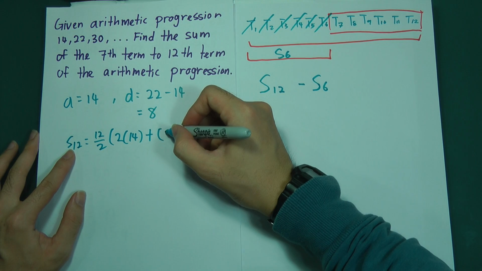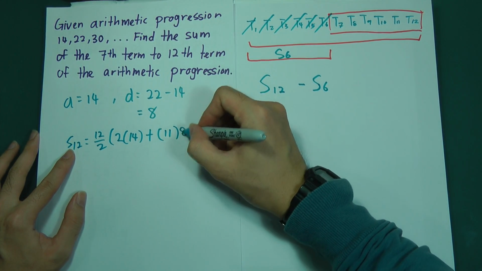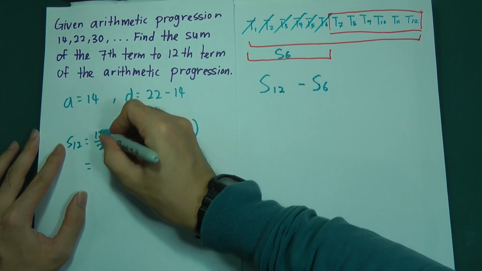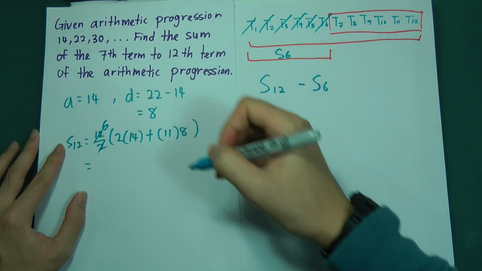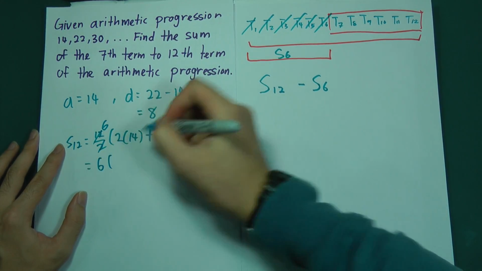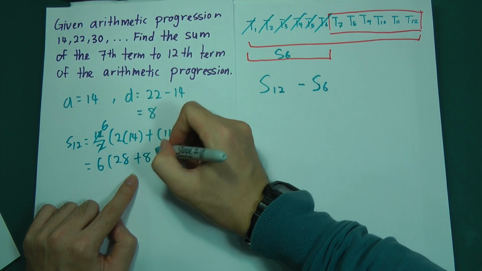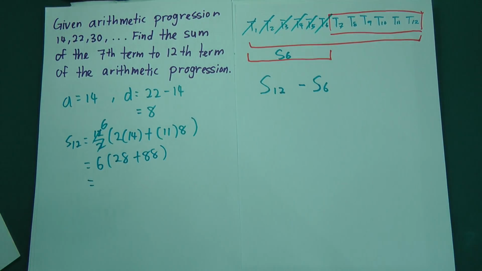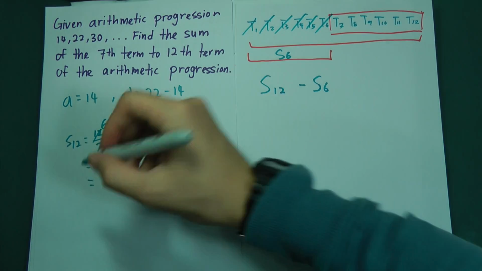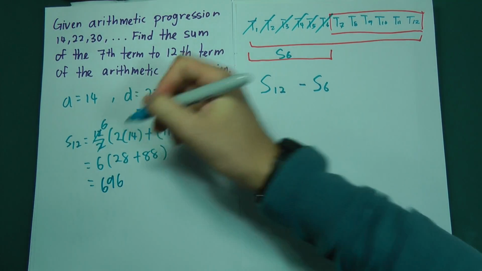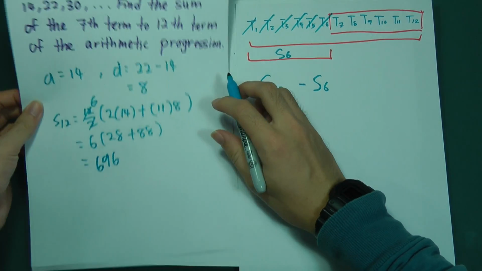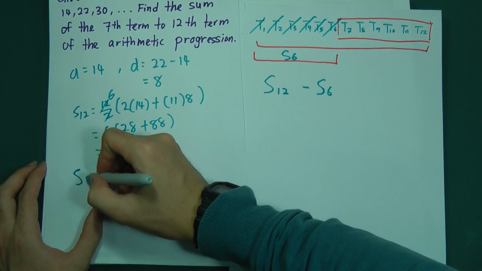N minus 1 is 12 minus 1 is 11, d is 8. This one I simplify, I get 6 over here. So 6 multiplied by 2 multiplied by 14 is 28. This one plus 88. Better use calculator. So 28 plus 88, and then multiply by 6. So it's 696.